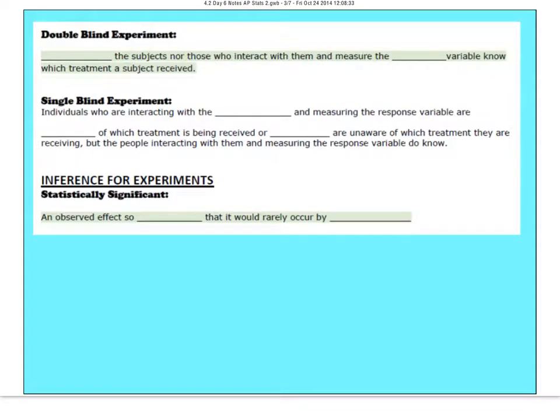Now, in an experiment, you could also do what's called a double-blind experiment. A double-blind experiment is when neither the subject nor those who interact with them and measure the response variable know which treatment is actually being given to a subject. So for example, again, maybe we're testing out an aspirin treatment. We have the real aspirin and we have a sugar pill. The person, maybe the nurse in this case, administering the medication doesn't know which medication she's giving you, the subject, and you don't know either. You're both blind about it, so it's double blind.